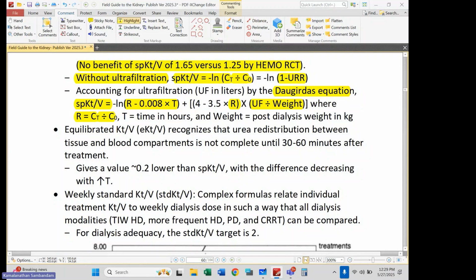So you can see the complexity of this formula distills down to still the middle term is driven by urea reduction ratio. That is the largest driver of this calculation of single pool Kt/V. This first term is capturing urea generation rates, and then the effect on dialysis dosing from ultrafiltration is captured by this term.